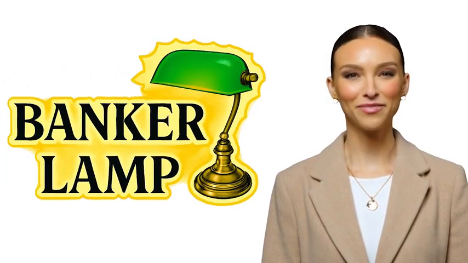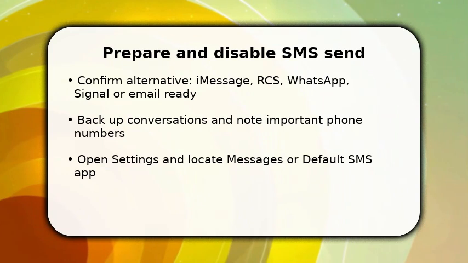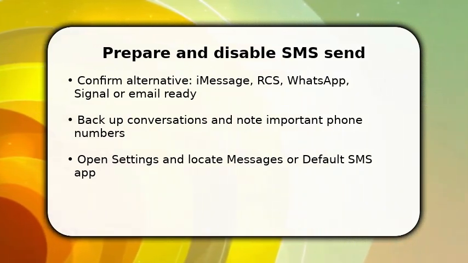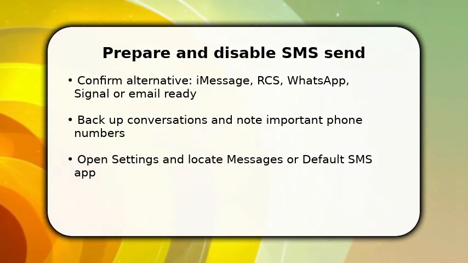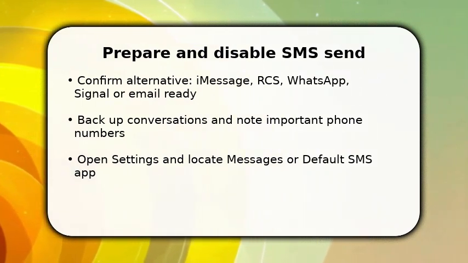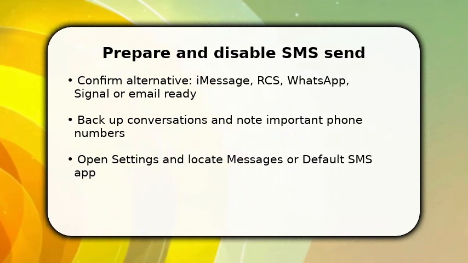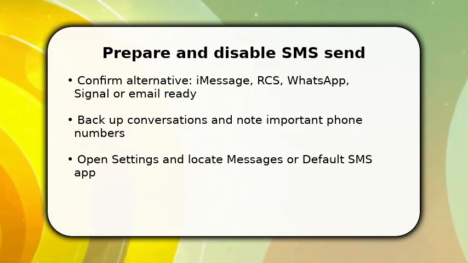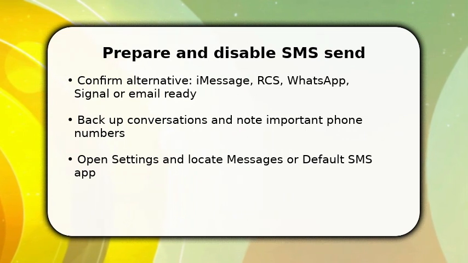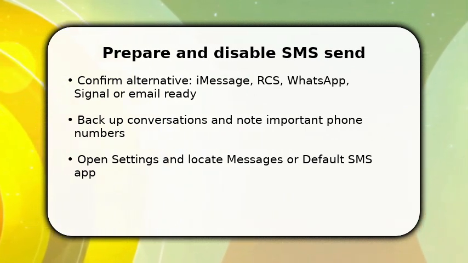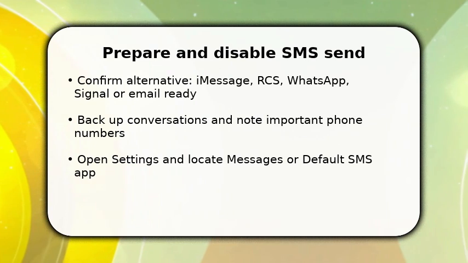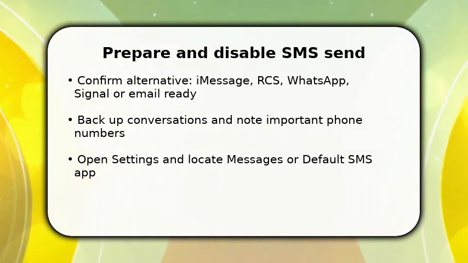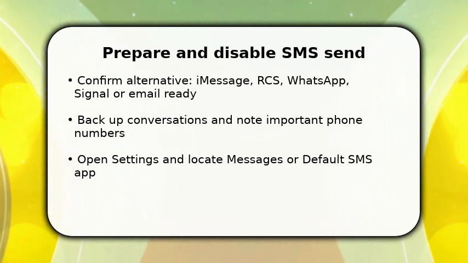Please enjoy the video. You start by making sure you have a non-SMS option available and working, because once you stop texting as SMS, you'll rely on data. Back up any conversations you need, then open Settings and find Messages or your default SMS app. Once there, turn off the toggle labeled Send as SMS or disable text messaging completely. This prevents automatic fallback when data is unavailable. Make sure Wi-Fi or mobile data is enabled, so your messages can still send over the internet.